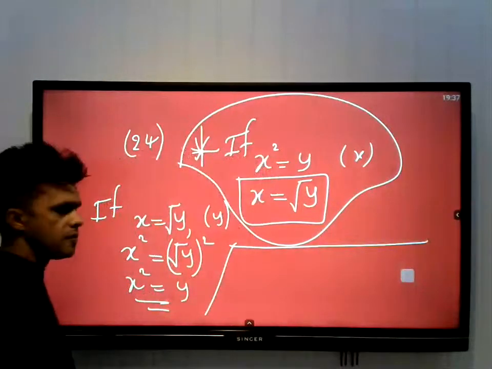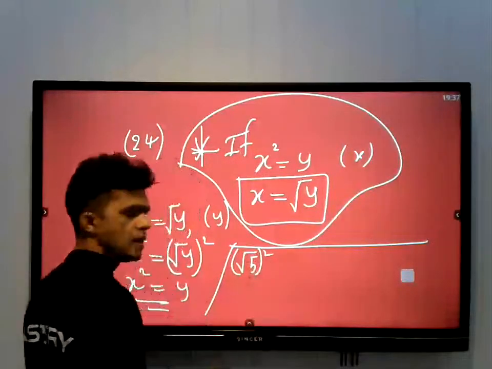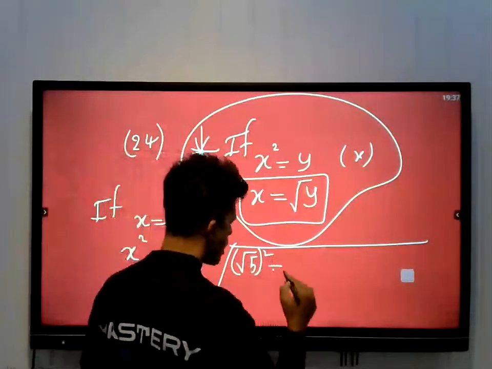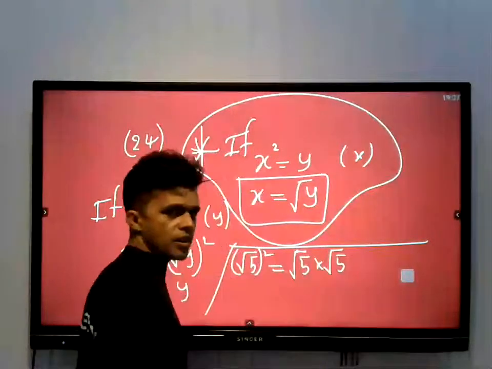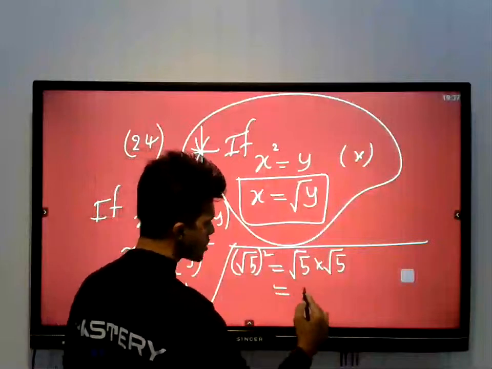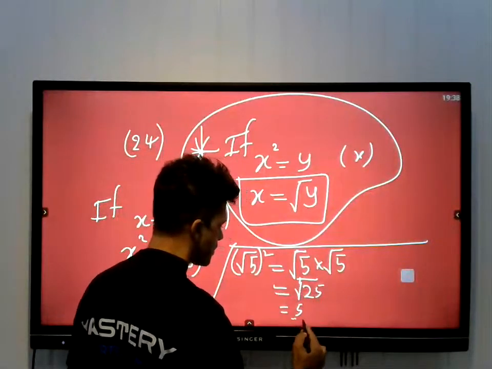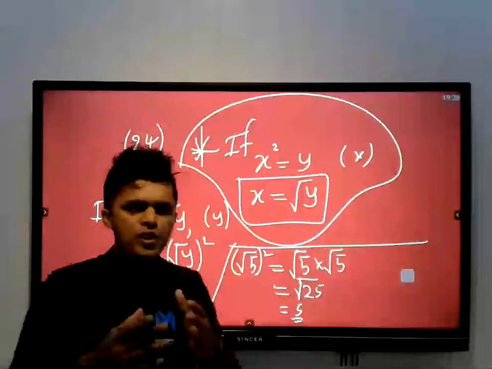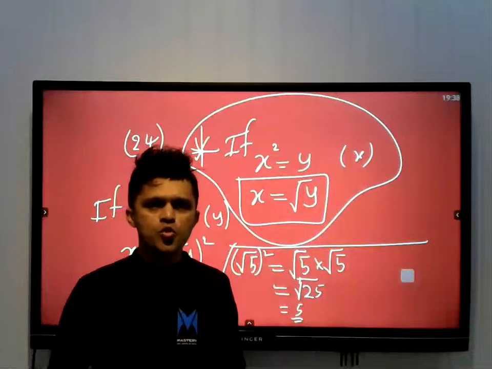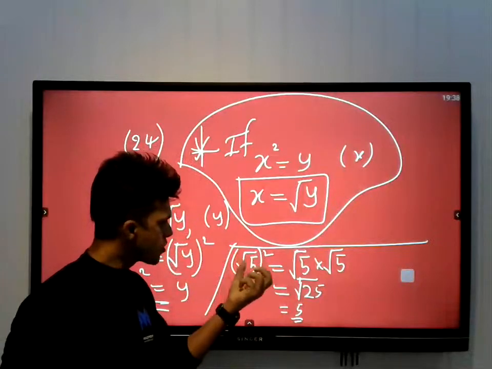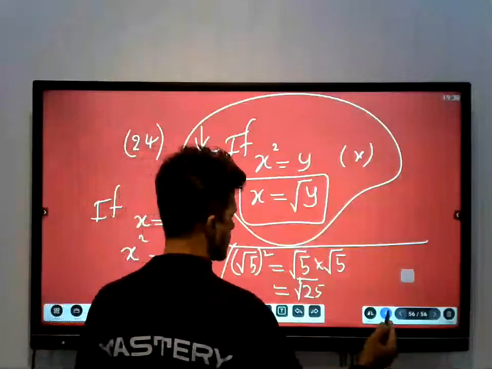Think of when you get the square of root 5. Root 5 squared means root 5 into root 5. So 5 into 5 is 25, so root 25, you know, is 5. So when you get the square value of a root value, root 5 squared equals 5.